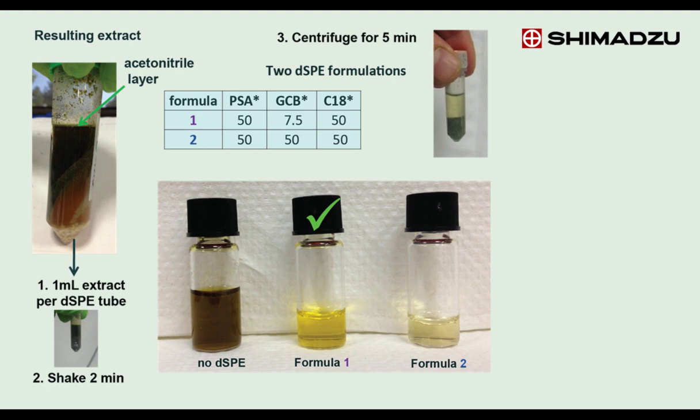So we found that if the cleanup was too strong, such as Formula 2, we lose too many pesticides. So we selected Formula 1, which has a lower amount of carbon, and that gives us good recovery of pesticides while removing a lot of the matrix components that we don't want. So this is a fairly fast cleanup, and it's only needed to shake the sample with this powder and then spin it down again and take the supernatant and directly inject for analysis.